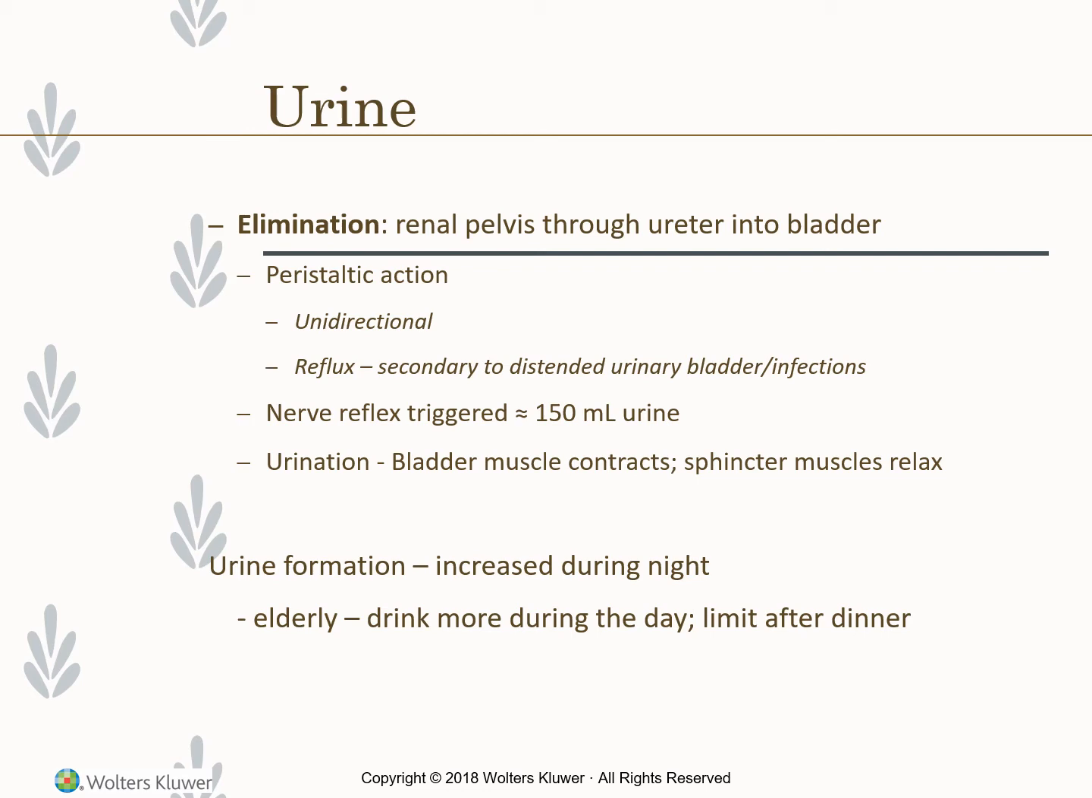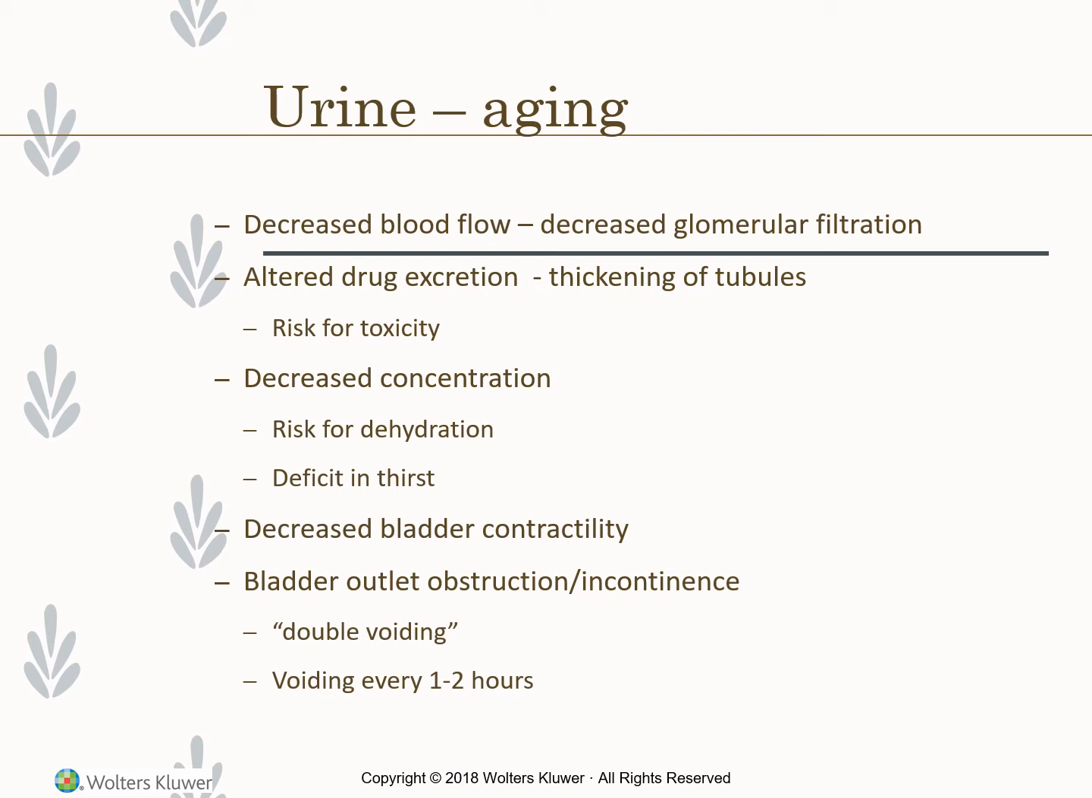In the elderly, they should drink more during the day and limit drinking after dinner so that they don't have to get up in the night to go. Getting up in the night to urinate is more frequent with aging. Also, there's decreased blood flow to the kidneys, so that causes decreased glomerular filtration. There's altered drug excretion because of thickening of the tubules, so they don't excrete the drug parts that need to be excreted. There is a risk for toxicity because of this.